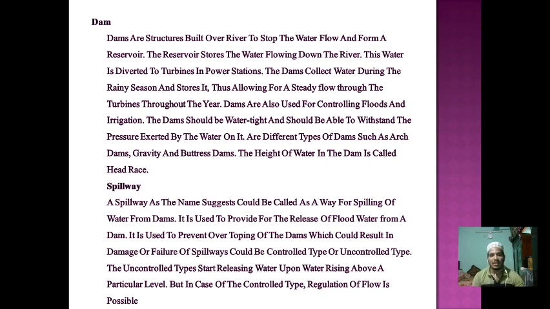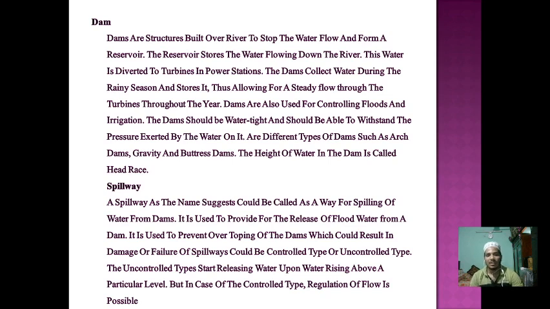By the gravity and buttress dam, the height of water in the dam is called headrace. In that dam, the water level from the ground is called headrace. Spillway.